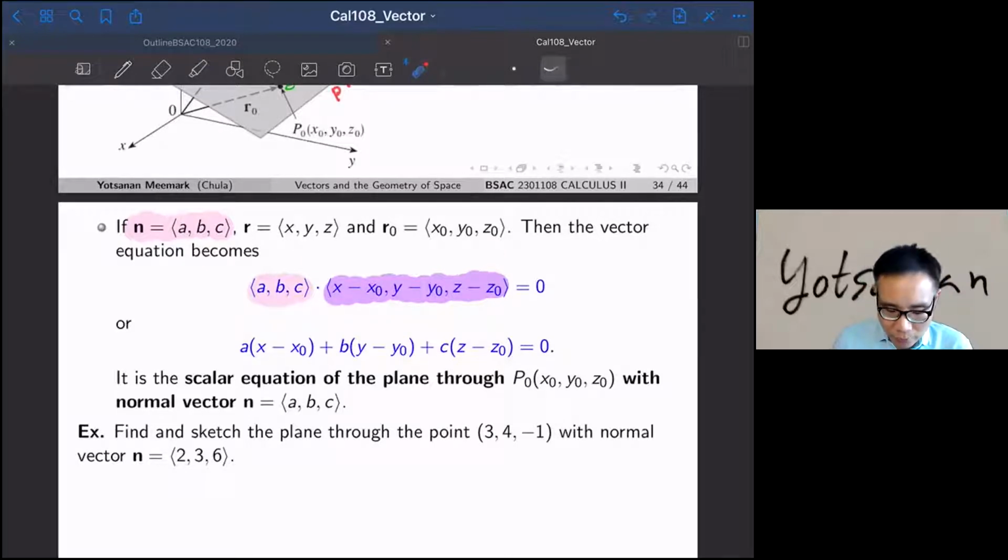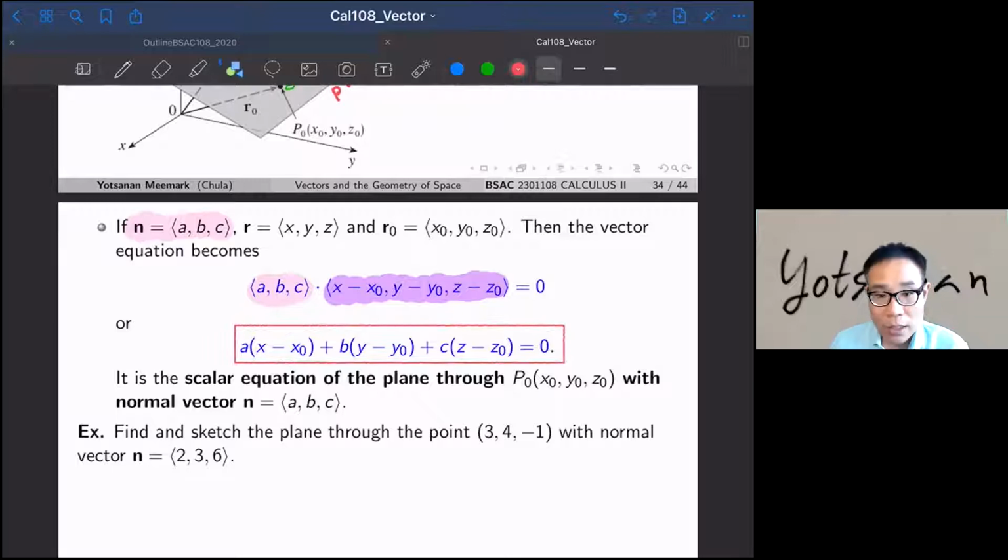So this one will give you the scalar equation of the plane. Okay, so this is what we are looking for. So this one will be the scalar equation of the plane. Normally, the thing that I would recognize turns out to be this equation. This one is the vector equation.